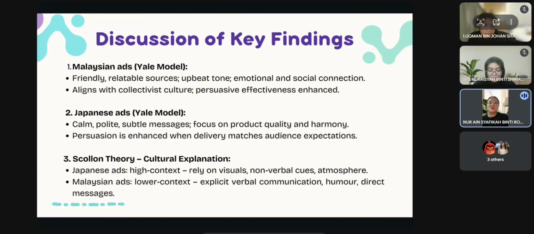While Japanese ads show a different approach, they use calm, polite, and subtle messaging, often emphasizing product quality and harmony. So here, persuasion is more effective when the message delivery matches audience expectations. So from the perspective of scholars' theory, cultural differences are also evident. Japanese ads are high context. Usually they rely heavily on visuals, non-verbal cues, and the overall atmosphere. While Malaysian ads, on the other hand, are lower context, using explicit verbal communication, humor, and direct messaging.